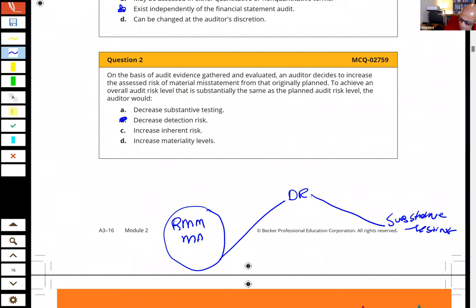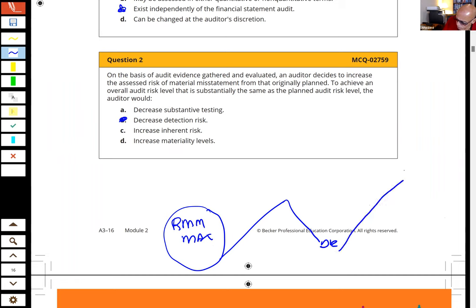And if I do that, now I have to do what? Now I have to keep my audit risk the same, so I have to lower my detection risk. And in order to lower my detection risk, my substantive testing has to go up. Now they're being very broad here in what they're describing. They say the auditor is going to achieve the overall risk of the system being the same. The auditor is going to have to decrease detection risk by doing what? Increasing substantive testing, not decreasing substantive testing.